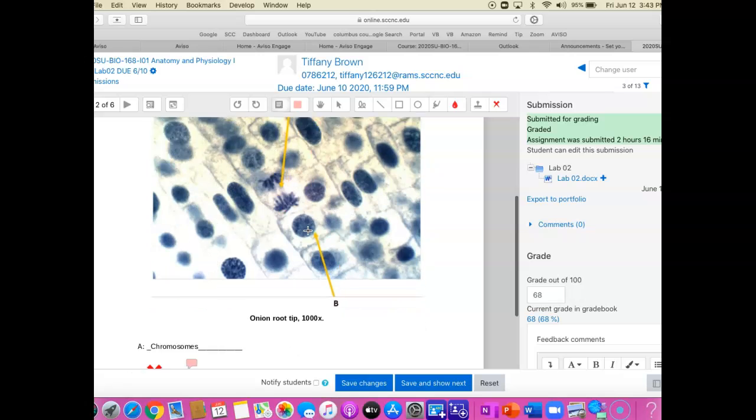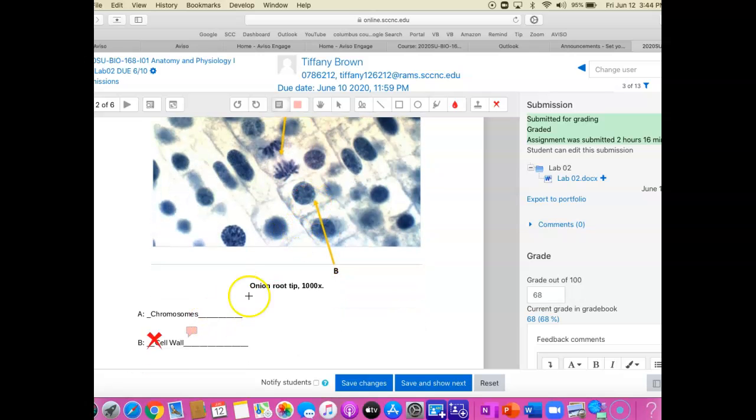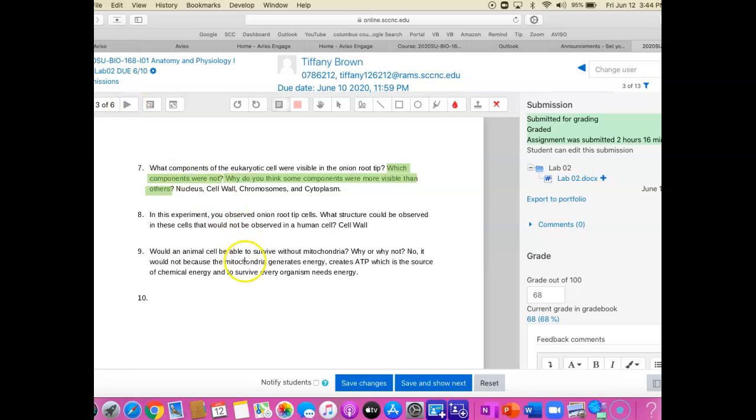Page 2. This is not the cell wall, it is the nucleus. The cell wall is this boxy region here. What components of the eukaryotic cell were visible in the onion root tip? You answered nucleus, cell wall, chromosomes, and cytoplasm. True, but you didn't answer which components were not or why. So you lost a couple points there. The rest are okay here.